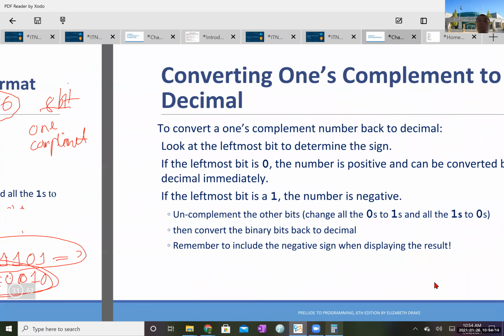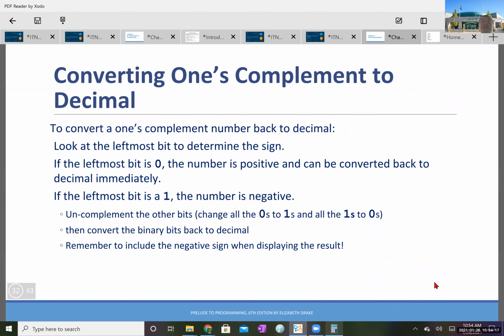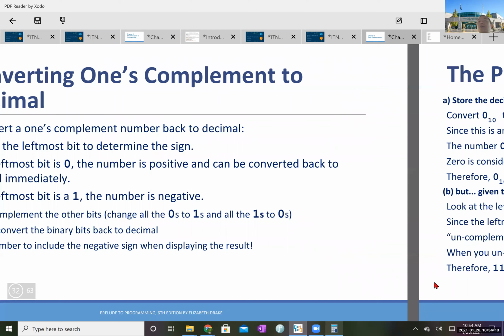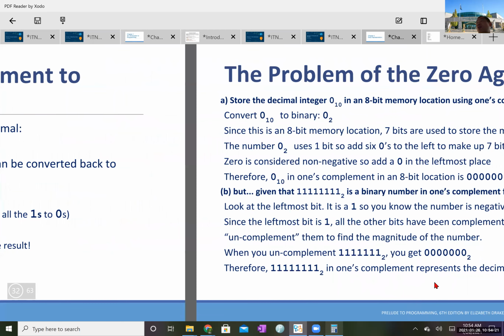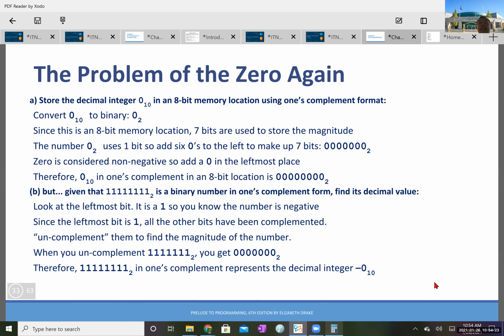Okay, so here is the way you convert the one's complement to decimal. Again, you still have the problem with the 0. Think about the one's complement in order to store the positive number 0. In the 8-bit memory, the first leftmost bit is 0 because it's positive, and you have all of them 0 here, 1, 2, 3, 4, 5, 6, 7. So that is positive 0 in the one's complement.